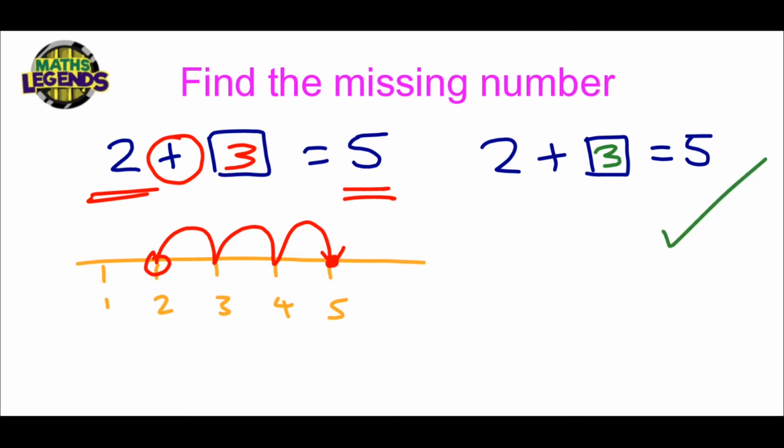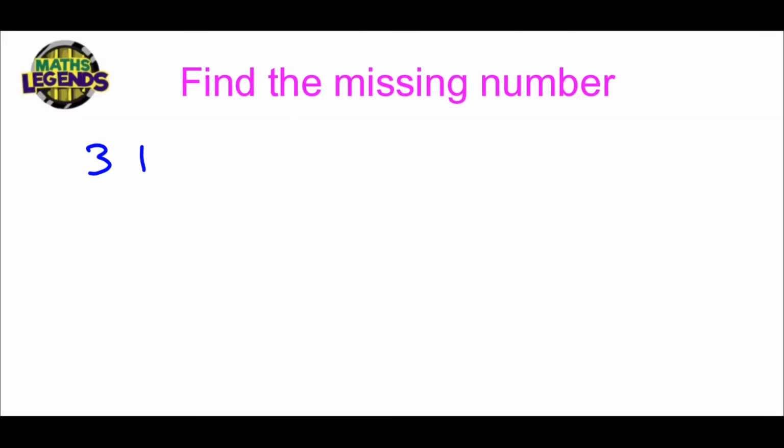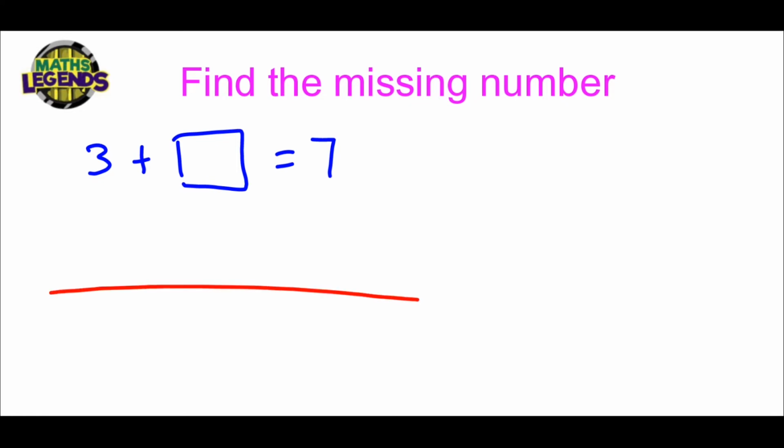Let's look at another example. 3 plus something is equal to 7. So again here, we're going to draw our number line. And we're going to start from 3. As we know, we're starting from 3. And then we're going to add something to make it equal to 7. So we know we need to reach 7. So we're going to do the number line up to 7.